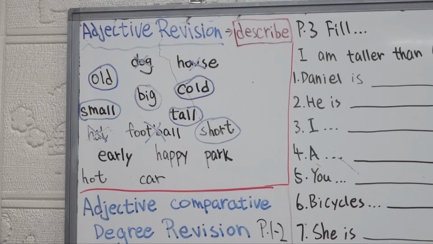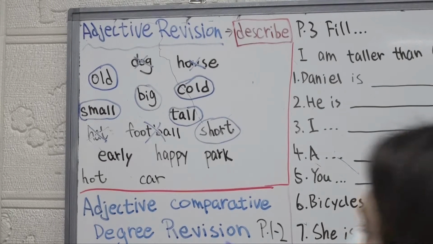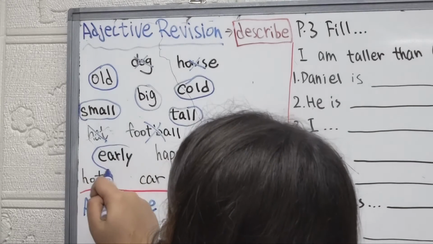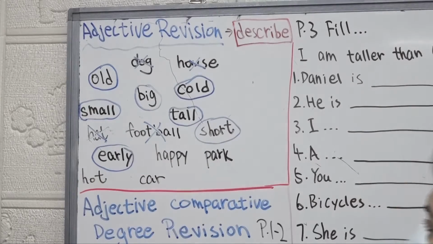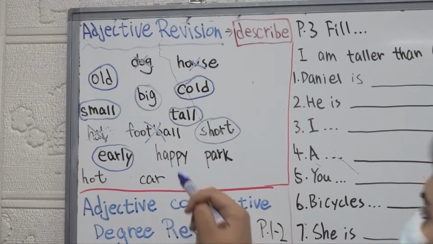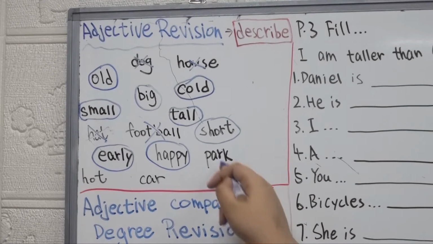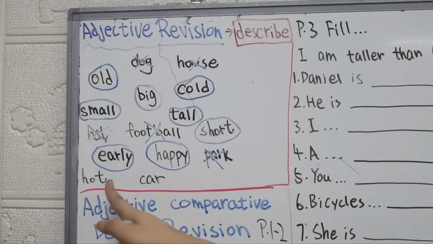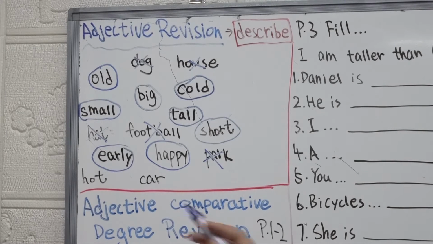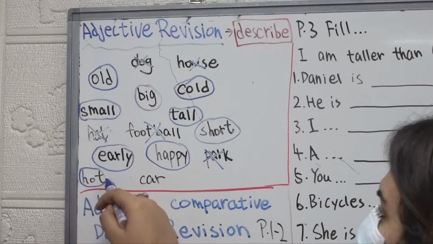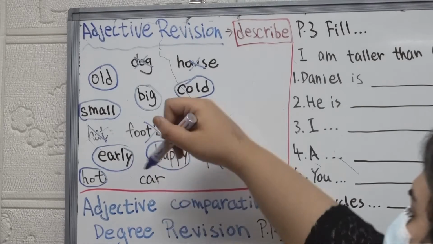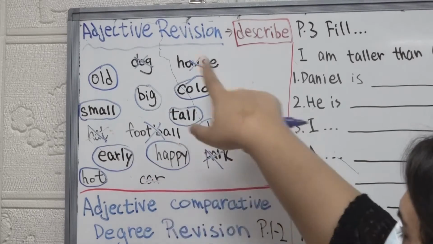Early. Is early an adjective? Yes. Happy? Yes, it is. Park? No, right, it's a place. Hot. Is hot an adjective? Yes. How about car? No, it's a thing. Alright, so these are the adjectives.